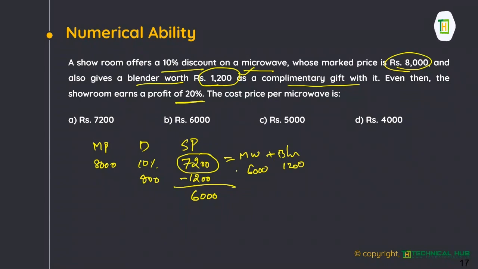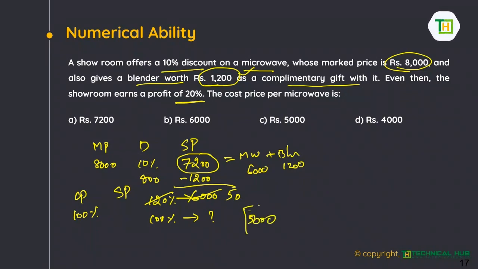As we all know, by default cost price is 100%. Cost price is 100%, profit is equal to 20%. So automatically selling price is equal to 120%. This 120% is equal to 6,000. Now you need to calculate the cost price. Cost price is always 100%. Calculate the answer. 120 50s 6,000. 50 into 100, that is 5,000. That is the cost price of the microwave. Cost price of the microwave is 5,000. Option C is the right answer.